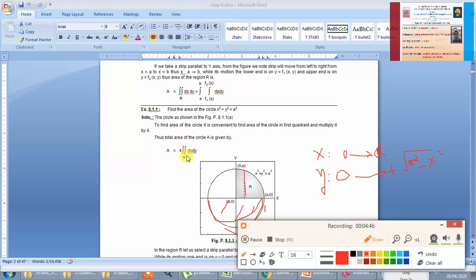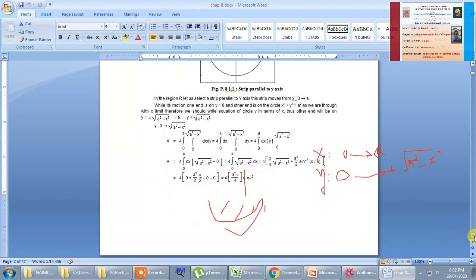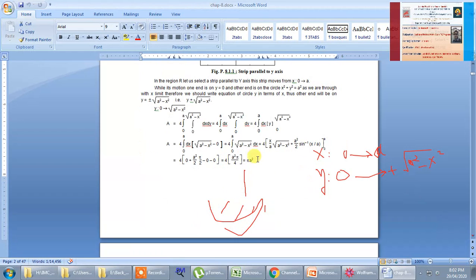So put x from 0 to a and y from 0 to under root of a square minus x square, and integrate. You can check it. You require the formula: x by 2 under root of a square minus x square plus a square by 2 sin inverse of x by a. If you put the upper and lower limits, the 4 will get cancelled, and you get pi a square. You know that the area of a circle is pi r square, so the meaning is the same.